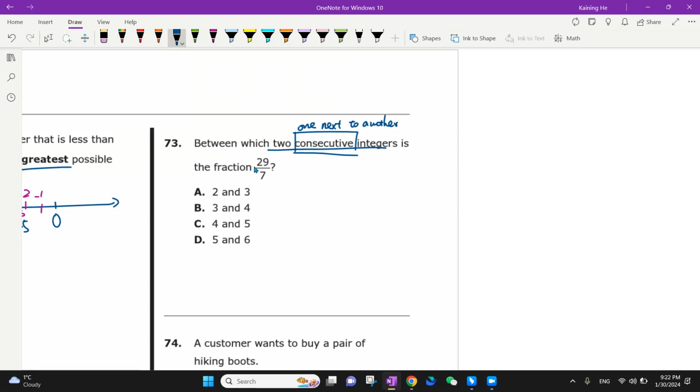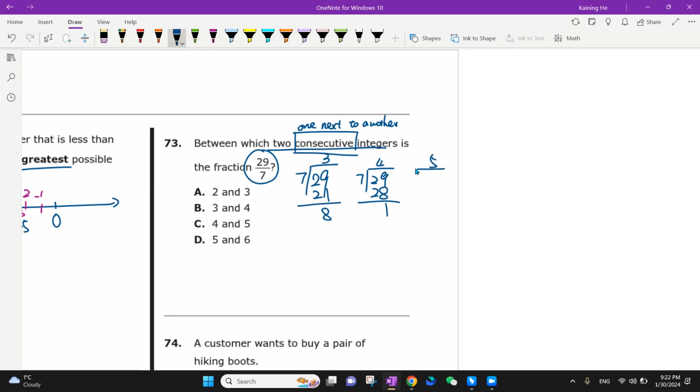Okay, so it's going to be the fraction 29 over 7. That means we have to do a simple division, thinking about what is 29 divided by 7? Let's take a look. We have 3 times 7 is 21, and then 4 times 7 is 28. So we have a remainder of 1. So in here I have 29, 28, and a remainder of 1. This remainder is 1, so it's not going to work.